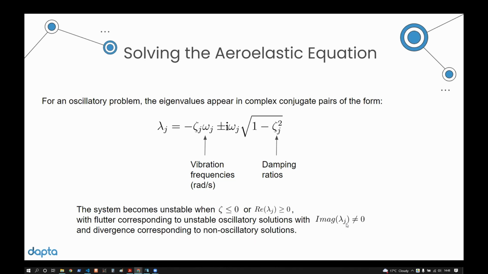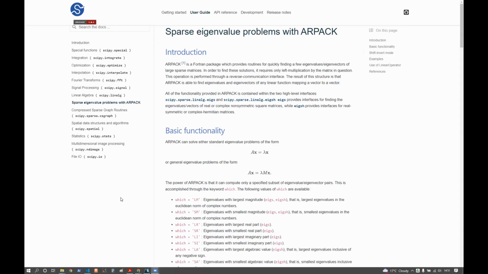Okay, so now we know how we want to solve this system. Then the question is, how is this best implemented using Python? So it turns out that there's some really interesting capability in SciPy to solve these sort of eigenvalue problems. And if you look on the SciPy webpage, you will find this in the user guide. This is a section on sparse eigenvalue problems with ARPACK.